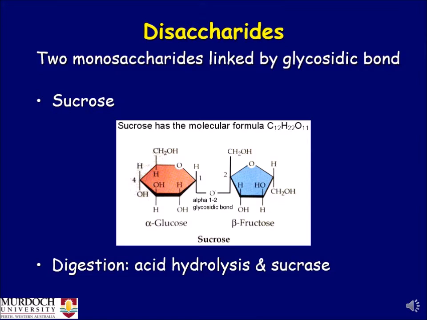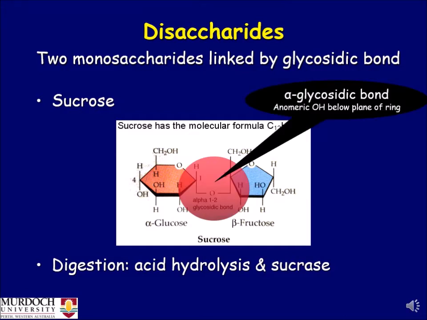Now, when we consume sugar of this type, the first thing we have to do is cleave this alpha glycosidic bond that you can see here. And that happens in your small intestine. You release an enzyme called sucrase, and that's specific for this molecule, cleaving this bond, releasing the 2 sugar molecules, which can then be absorbed across the small intestinal wall.